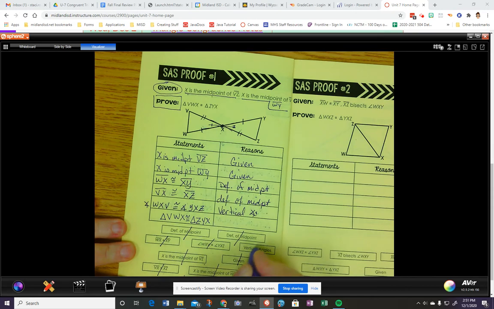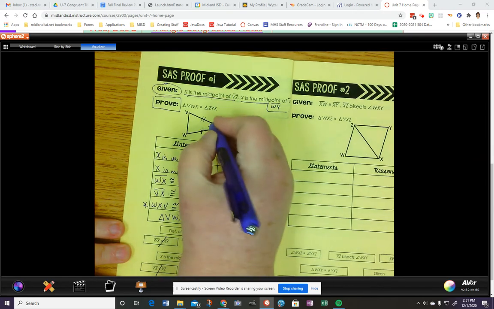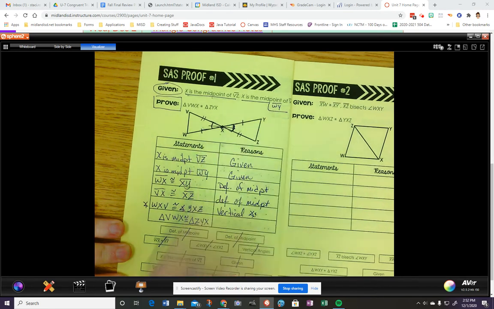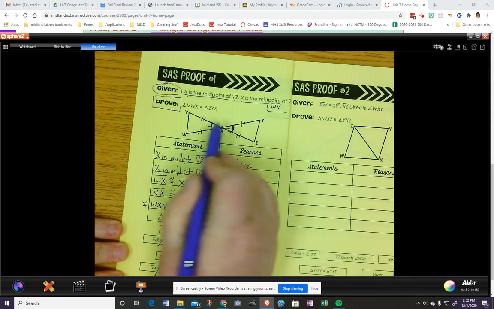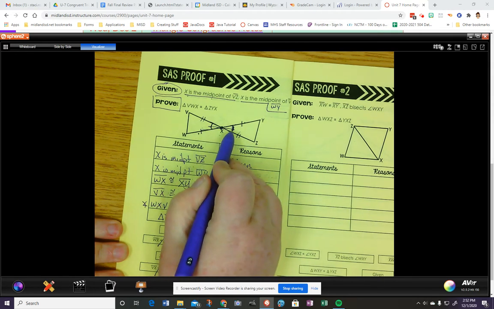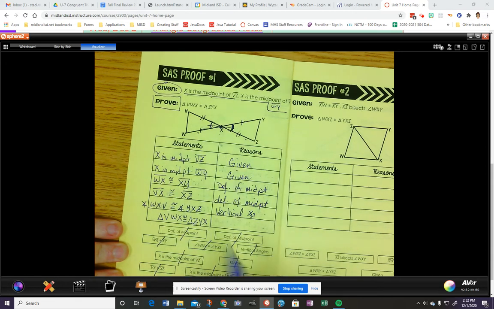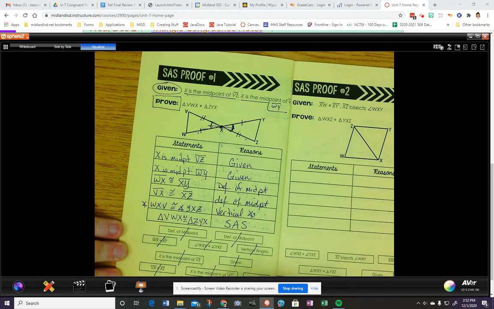We use those two. And the only thing left is side, angle, side. Let's make sure. This angle is congruent to this angle. So I've got a side to a side, an angle to an angle, and a side to a side. Side, angle, side. So yes, side, angle, side. And so we're done.